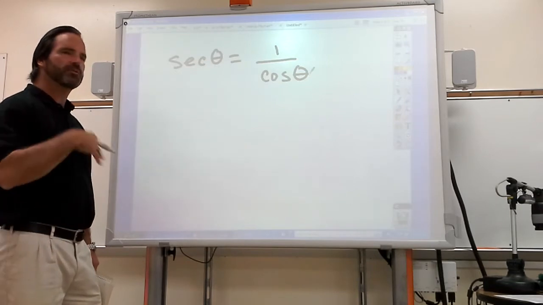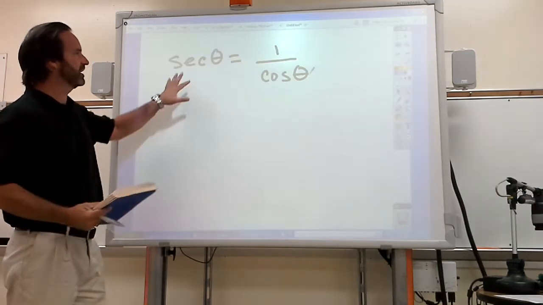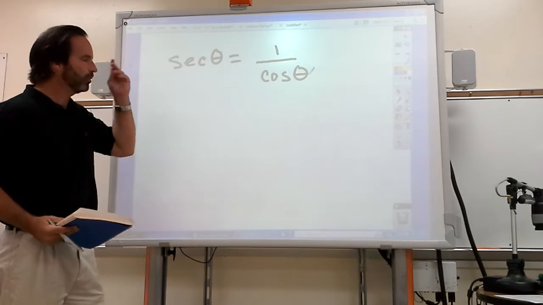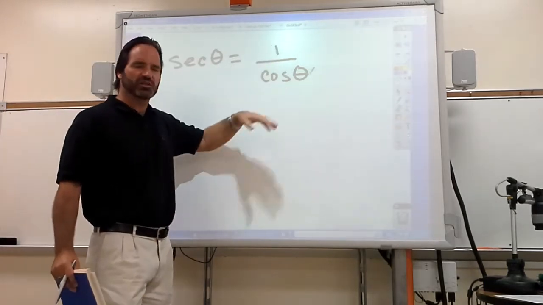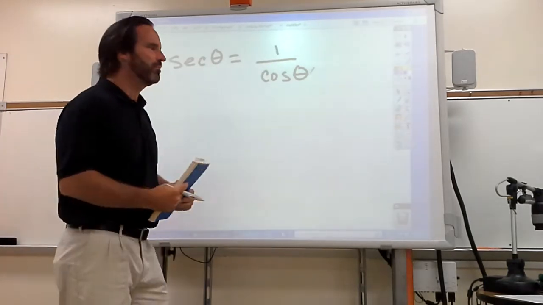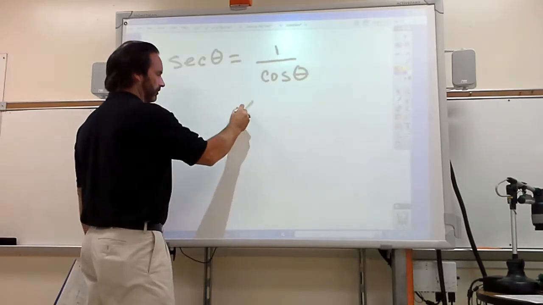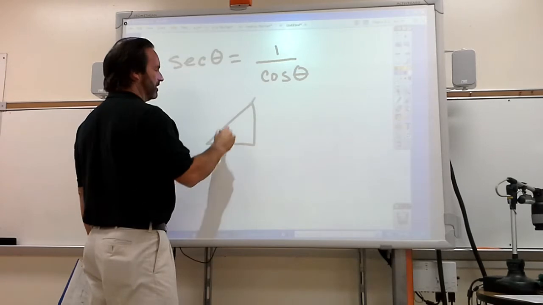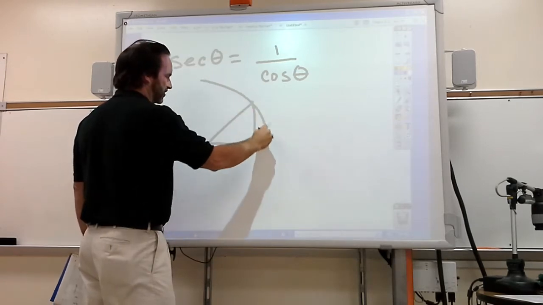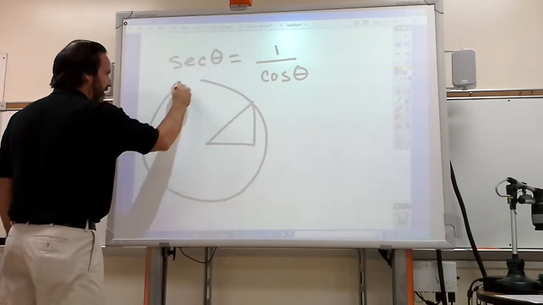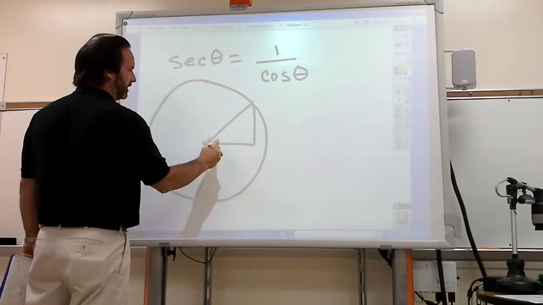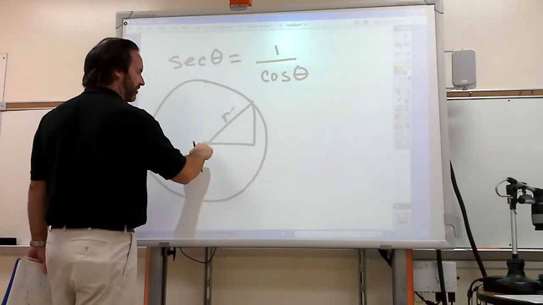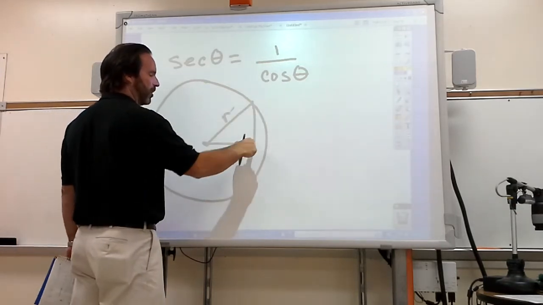All right? So let's break it down. If they ask for secant of an angle, we know it's 1 over cosine. And we know cosine, right? Remember, all of our triangles here, we're going to be pretending this is on a circle, which we're going to end up calling a unit circle. So this is always going to be r, this is going to be my x, and this is going to be my y.